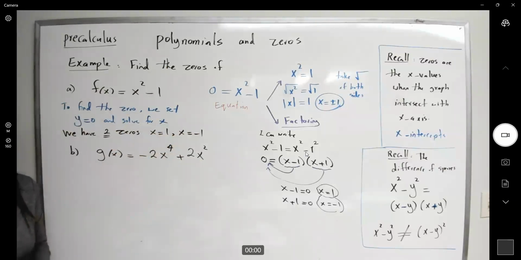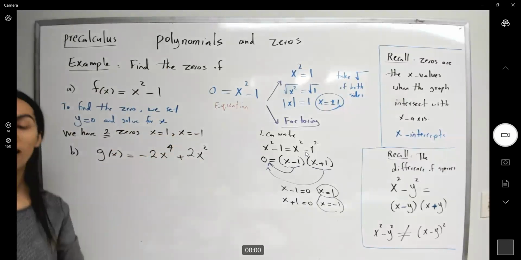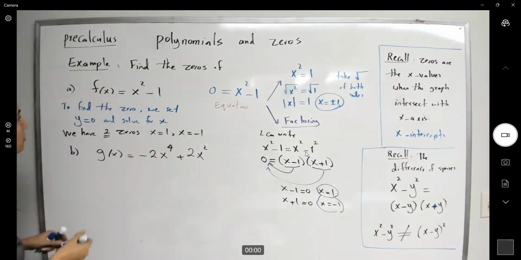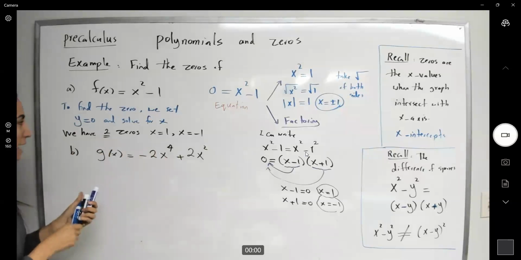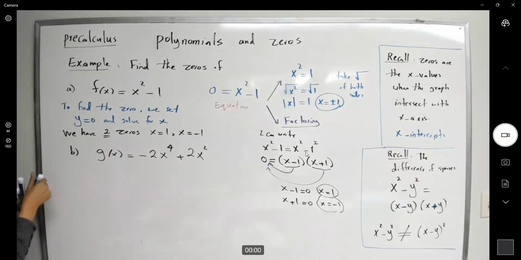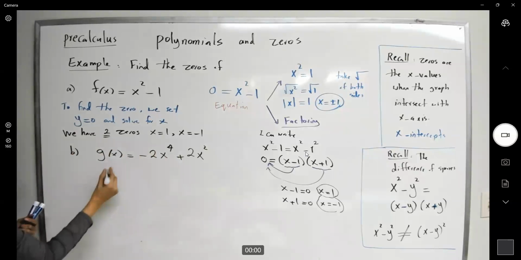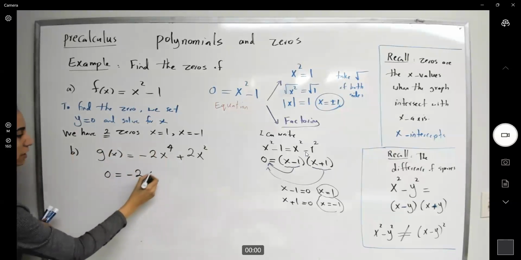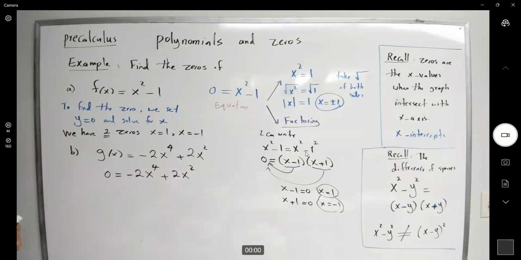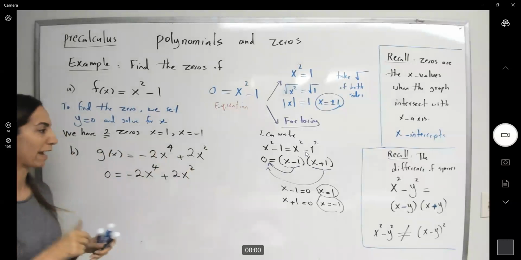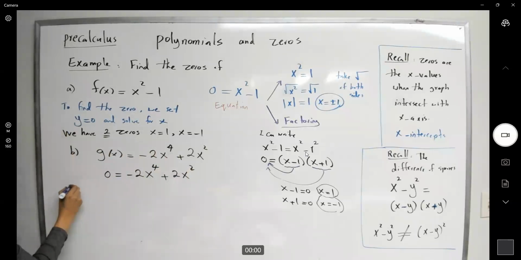Make it interesting. We are learning new things. We are interested in having more complicated questions. The same process. To find zeros, we set y equal to 0 and solve for x. So set g of x equal to 0. I have negative 2x to the 4th plus 2x squared. To solve this guy, you have to start by factoring.